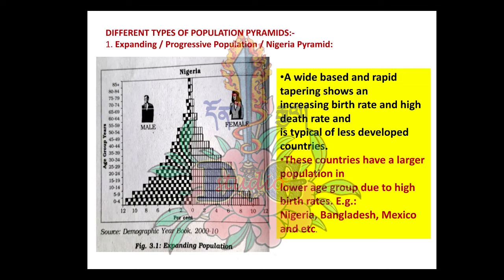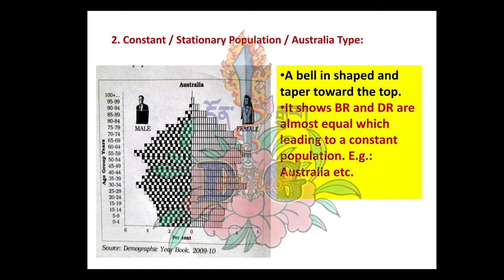If we draw an age-sex population pyramid and get this type, we can automatically say these countries are less developed countries. These countries have a larger population in the lower age group due to a high birth rate. If we draw the age-sex composition of countries like Nigeria, Bangladesh, and Mexico, we will get this type of population pyramid, and we can say they are socially and economically less developed. Next is the constant, stationary, or austere type of population pyramid.